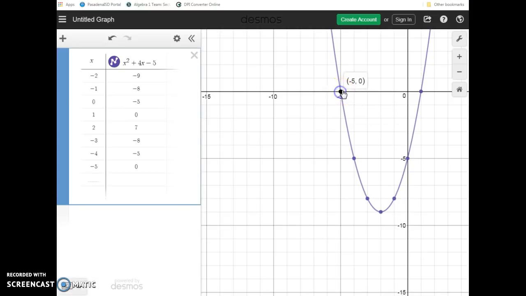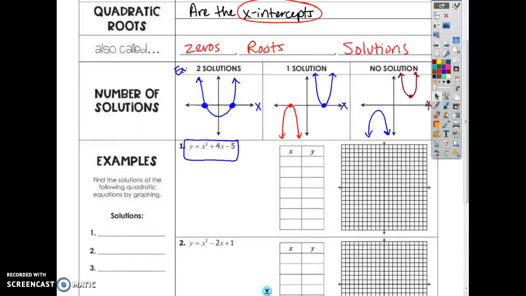So again, the solutions were -5 and 1. So when you write it over here, right here for problem number 1, you're going to put -5 and 1. But I want you to draw the table and I want you to draw the graph. Put the points on there. So finish the front page and the back page.